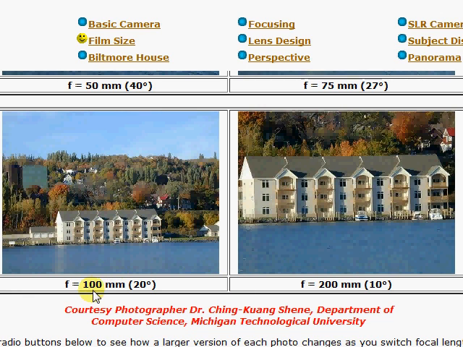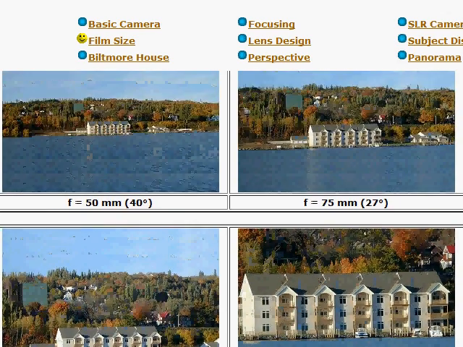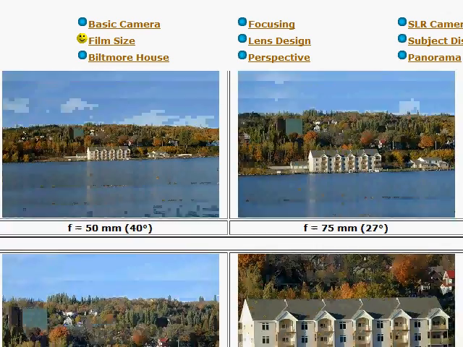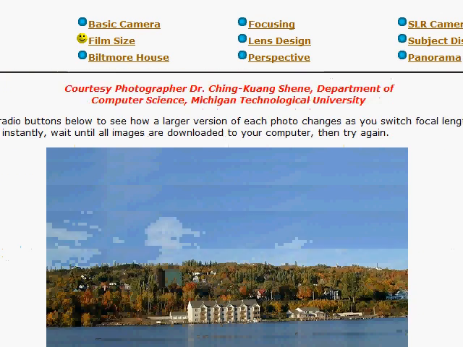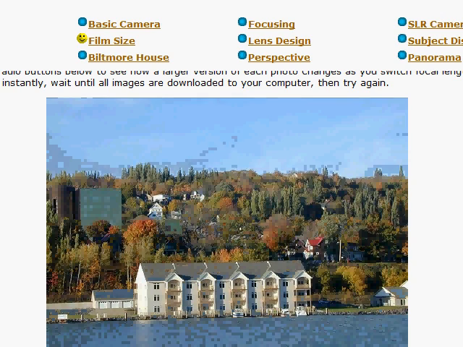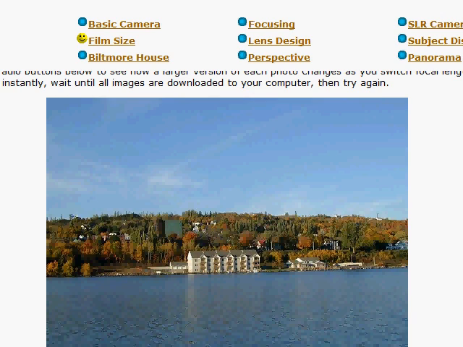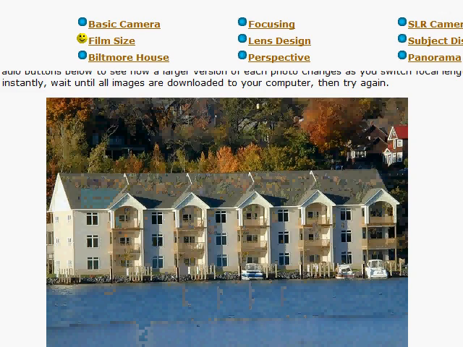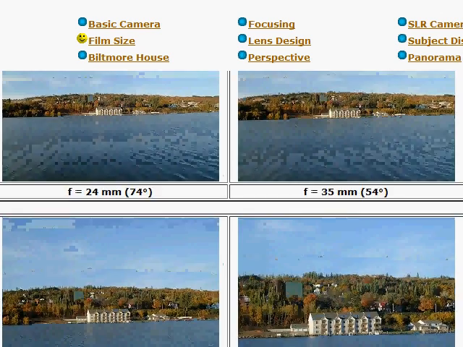Notice that when you go from 100 millimeters to 200, you double the focal length and halve the angle of view. Notice that when we went from 50 to 100, same thing happened. So this is an important rule that you should remember, that when you double the focal length, the angle of view halves. If I double 100 to 200, the angle of view halves again.